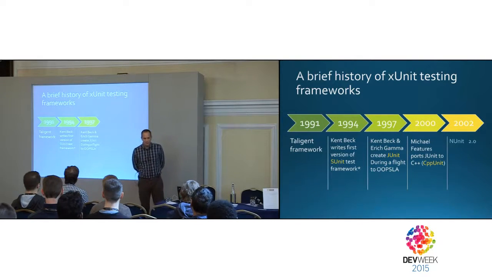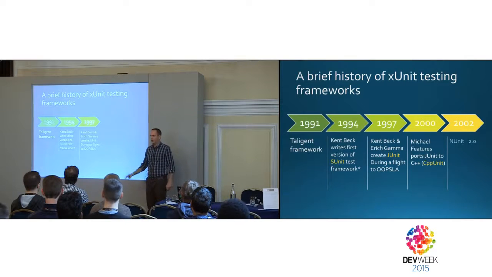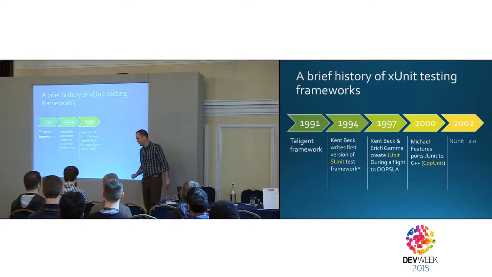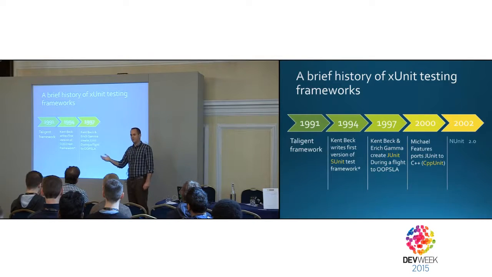On the plane to Uppsala, an object-oriented programming conference, Kent Beck and Erich Gamma looked at all those SUnit frameworks and converted them to Java. And JUnit was created. JUnit essentially, well, I'm not 100% sure, but it seems to be the first unit testing framework that was created to give to other people to write unit tests, not on the same project. They did it on the plane ride because they were bored.